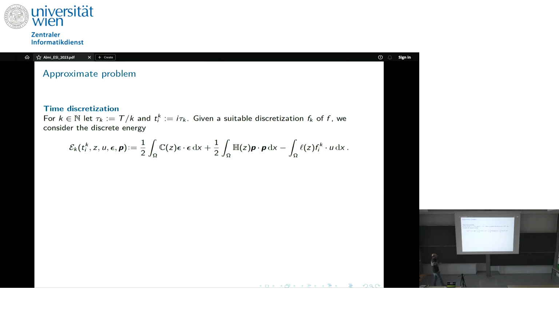So what do you do? You discretize time. Here tau k is simply the time step. You define your time nodes, so it's i times tau k. It's not so difficult. And you discretize also the applied forces. So this is the force F computed at the time t_k^i. So you have a sequence of discretized energies. Nothing changes. It's simply that here you are replacing the force F with the force computed at time t_k^i, your approximate discretized force here.